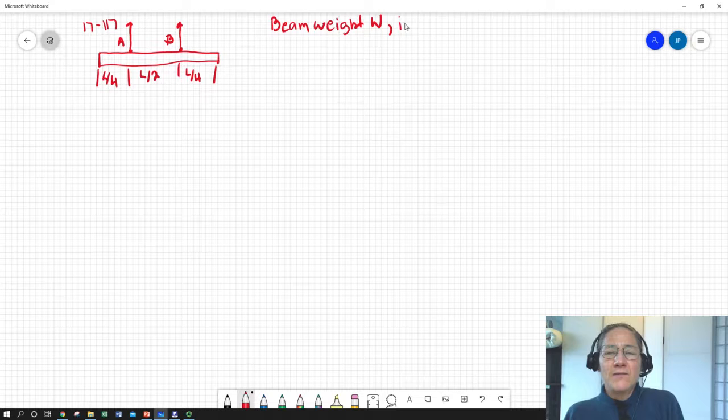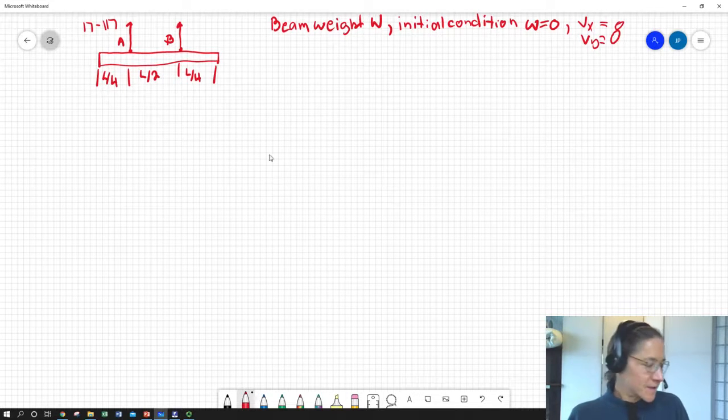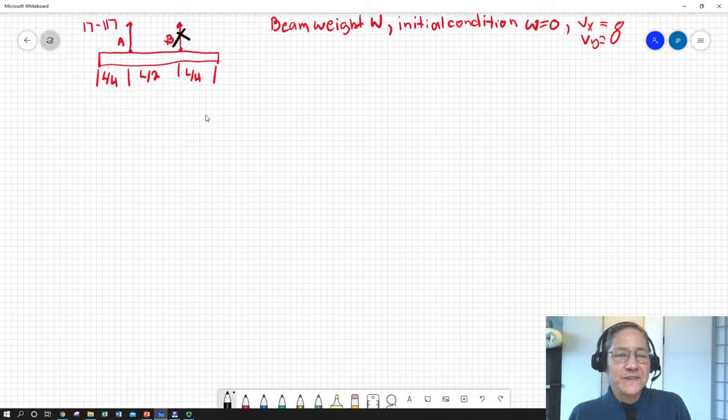So we can say we have an initial condition: no rotational velocity, and we can also say Vx and Vy are both 0 initially. It's initially at rest. And at some point, this gets cut.